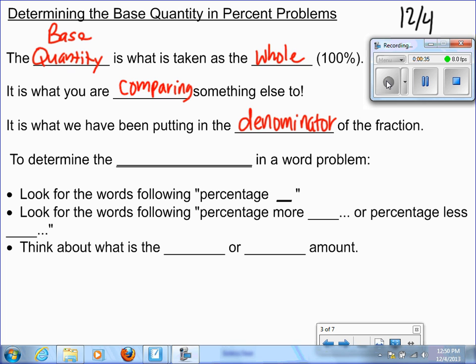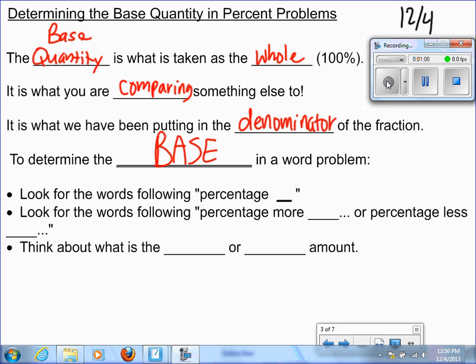So if I was going to compare Brian's free throw percentage from this year to Brian's free throw percentage from last year, then last year is my base quantity. Okay, so in order to determine the base, these three bullets are going to help us.